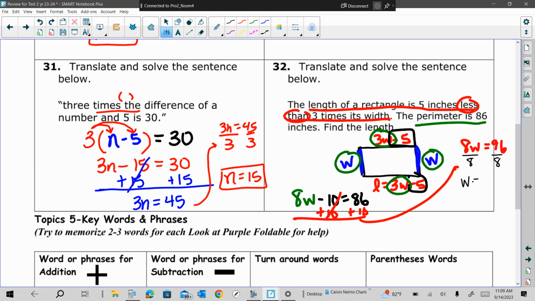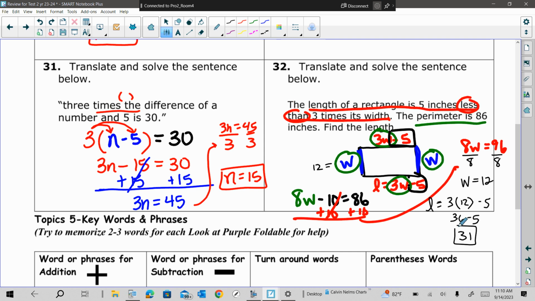My W turns out to be 12. Okay, so if my width is 12, remember, my length was 3W minus 5. 3 times the width minus 5. So to do the length, you're doing 3 parentheses 12 minus 5. You got to plug it back in. So this is 36 minus 5. 31 is our L.